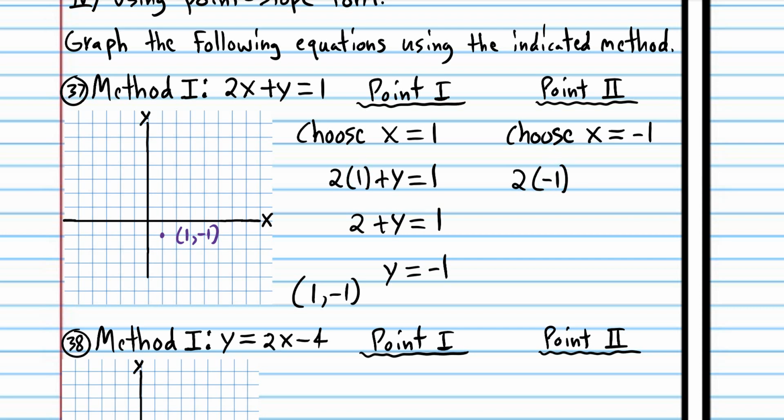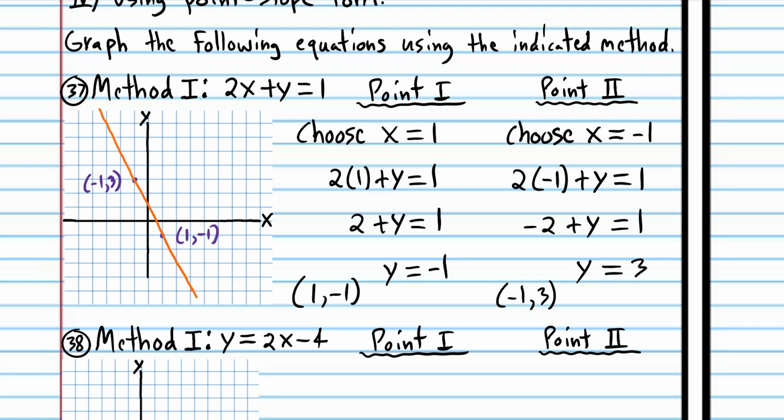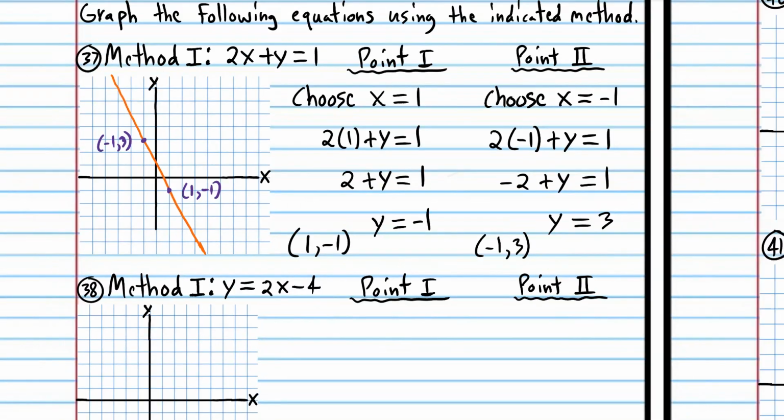So 2 times -1 plus y equals 1. 2 times -1 is -2. And add 2 to both sides, and we get y is equal to 3. So the point is (-1, 3). So now we plot that point. That's up here. That looks correct. So now we can connect the dots, and there we go. The line doesn't have to be perfect, but something like that. So that is the method where you just choose 2 random points.